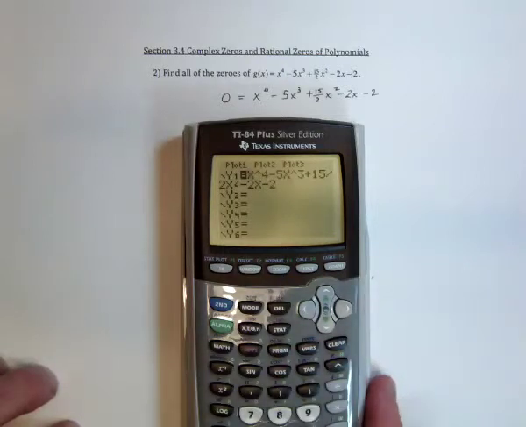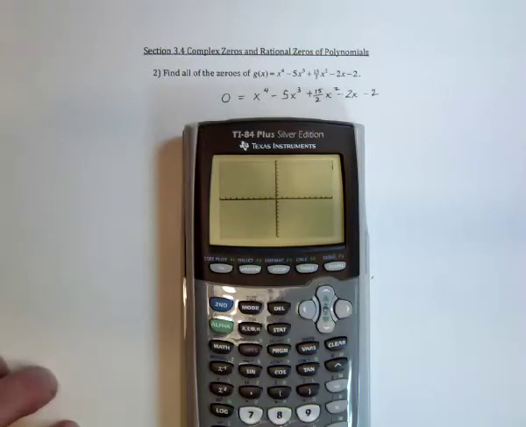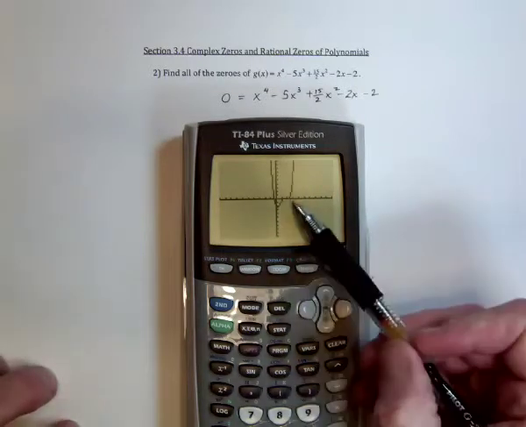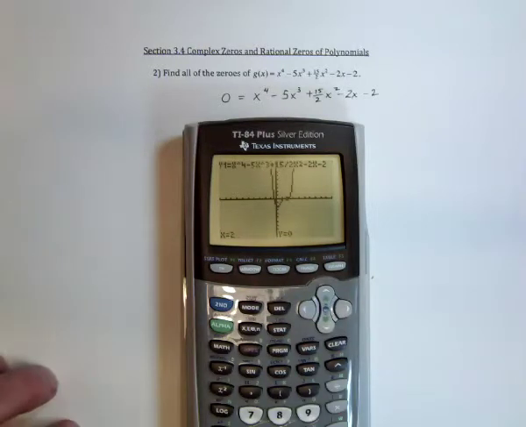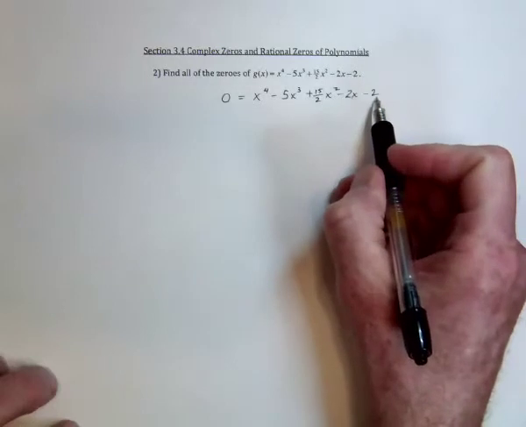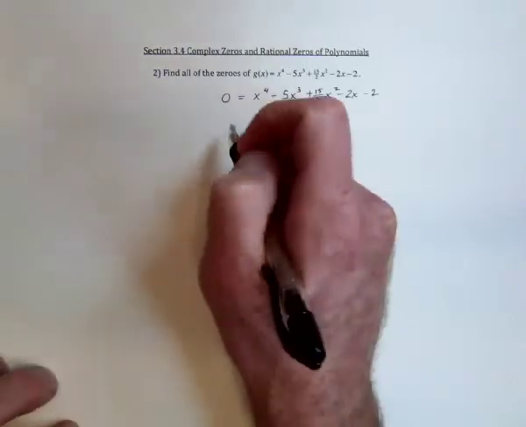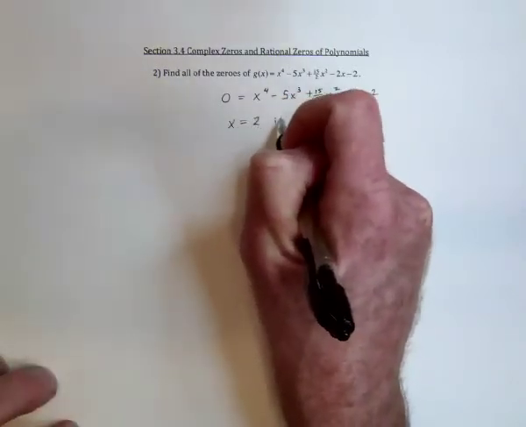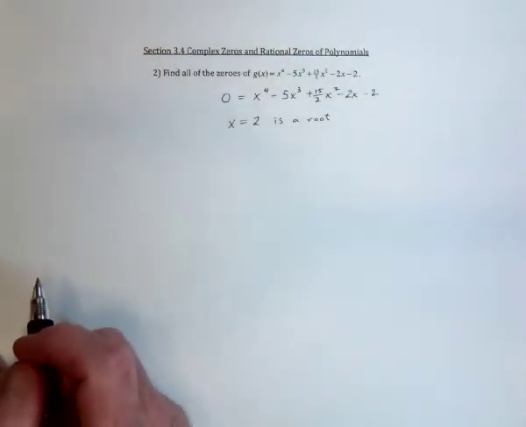I'm going to use the graphing calculator. X to the fourth minus 5x to the third, I've got it typed in, and then take a look at the function and see if 2 actually is a root, and it looks like it's possible. So trace and put in a 2, and the answer is yes, that is one of the zeros. So using the factors of this, the factors of this, we got x equals 2 is a root or a 0 and an x-intercept.